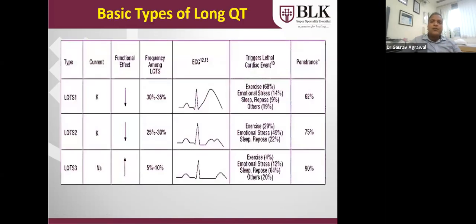There are various types of long QT, but generally in day-to-day practice we see long QT1, 2 and 3. Long QT1 is generally triggered by exercise, long QT2 by emotional stress, and long QT3 by sleep or repose. These are the most common triggering factors. Long QT1 has a broad and peaked T wave. Long QT2 will have the M-shaped pattern of a bifid T wave, and long QT3 will have a prolonged ST segment.